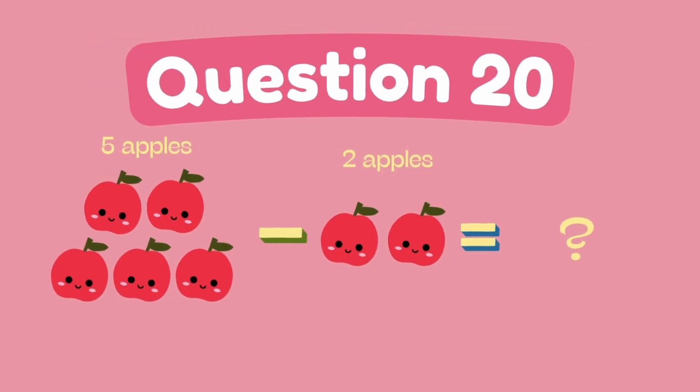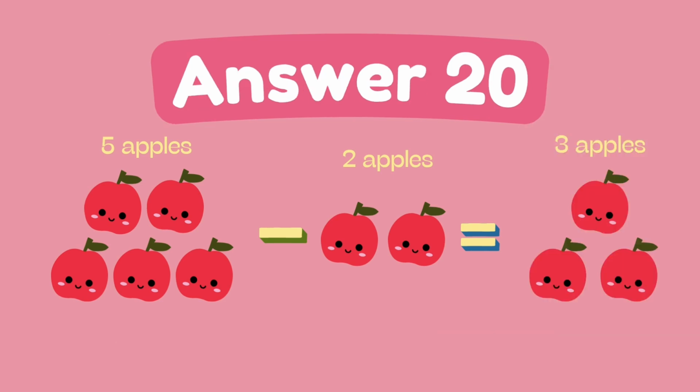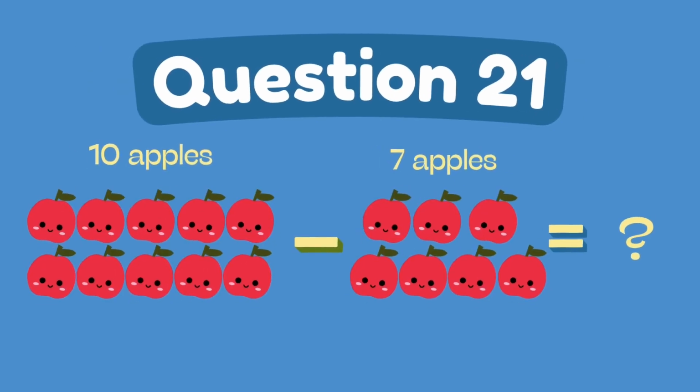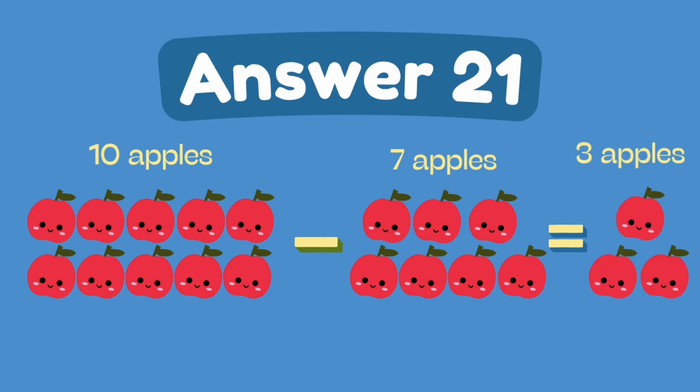What is 5 minus 2? The answer is 3. What is 10 minus 7? The answer is 3.